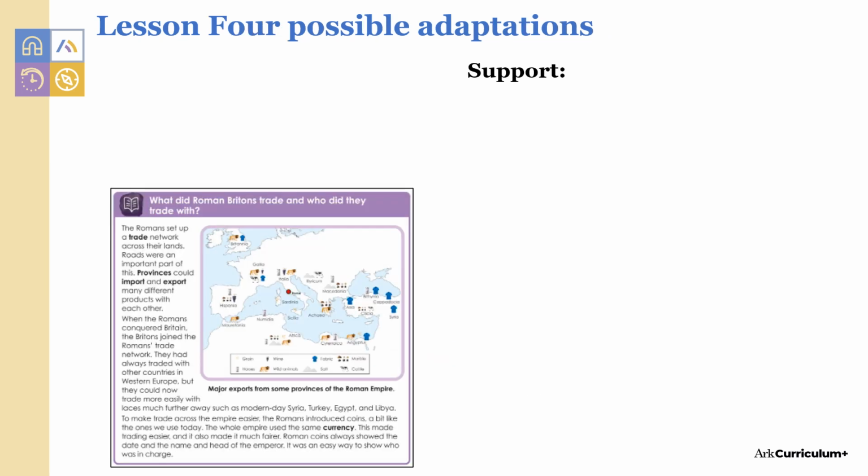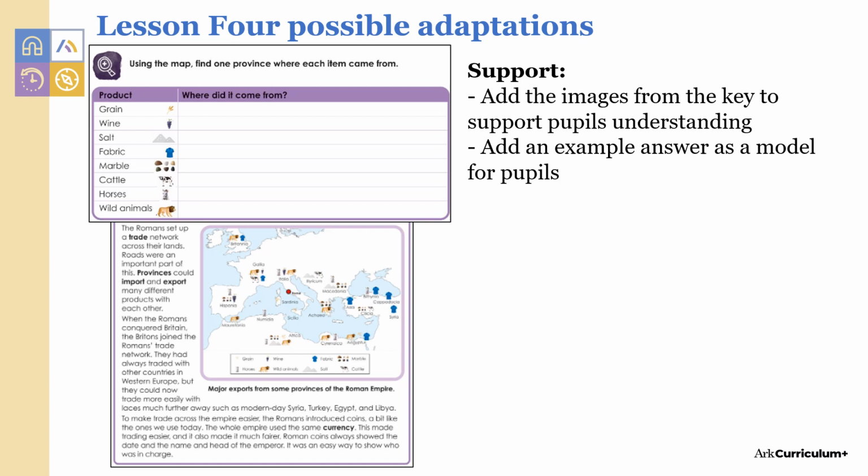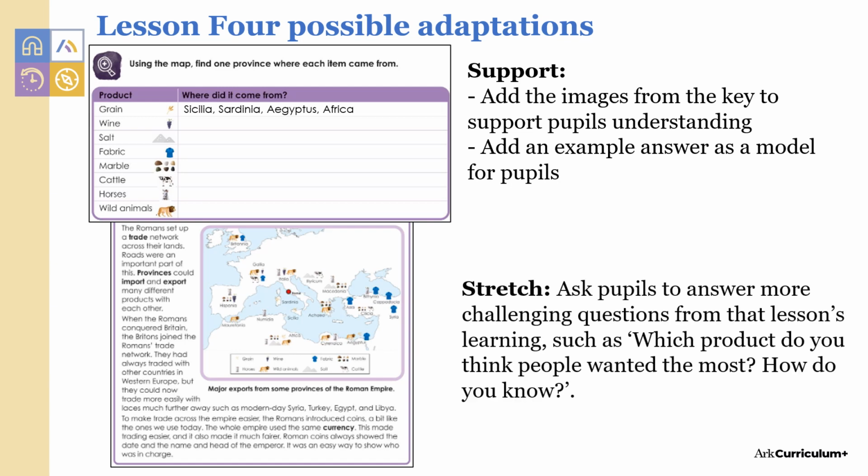In Lesson 4, pupils read a text and then use this information to populate the table. Support pupils by adding the images from the key to support pupils' understanding. Add an example answer as a model for pupils. And stretch pupils by asking pupils to answer challenging questions such as, which product do you think people wanted the most? How do you know?